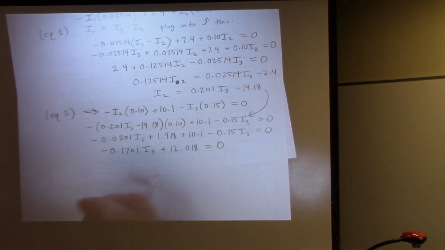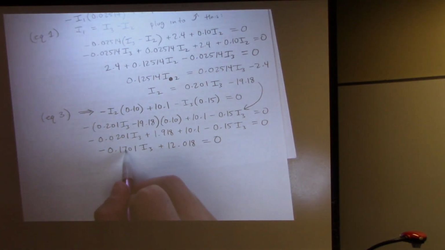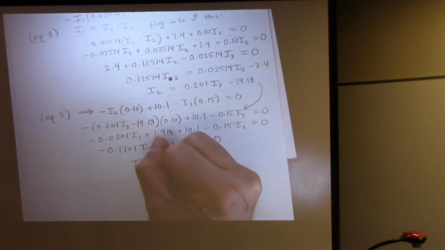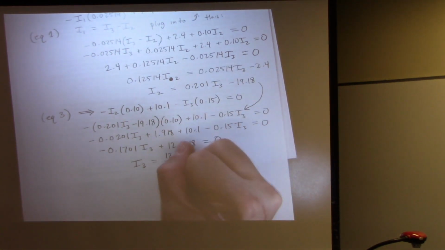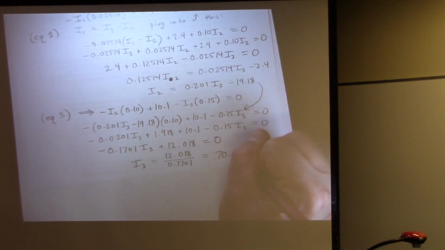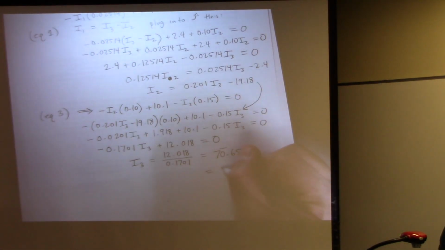Okay, so we can see how to finish this off. Take this negative term, add it to both sides, then divide by 0.1701. So I3 is going to equal 12.018 divided by 0.1701. That equals 70.65 amps. And actually, I haven't been keeping track of the sig figs as we go. It just gets kind of too cumbersome to do that. But at the end of the day, we should be rounding this off to 2 sig figs. And that's going to give us 71 amps.